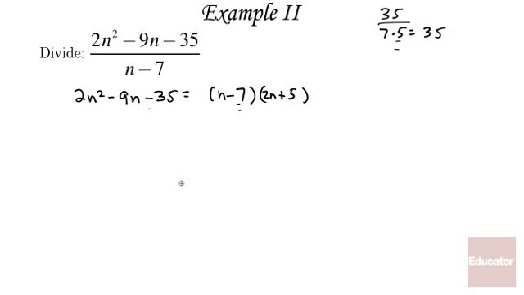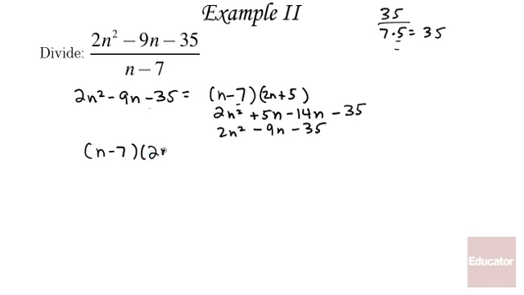And now I need to check and make sure that this is the proper factoring. So I have n times 2n, that gives me 2n squared, plus 5n, minus 14n, minus 35. So 5n minus 14n does check out to negative 9n. So this is the proper factorization. I got lucky this time because this is the easy way to go about this division. n minus 7 times 2n plus 5.